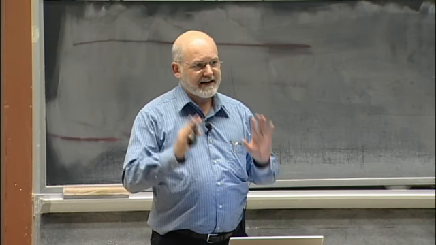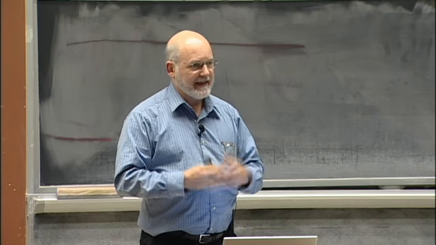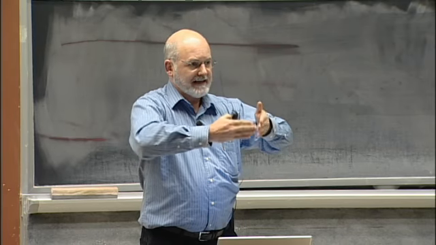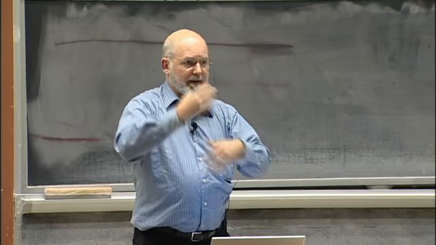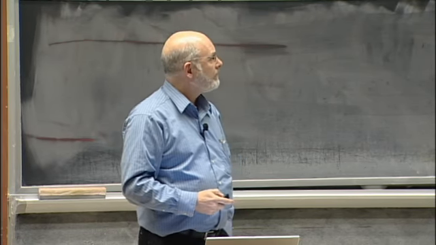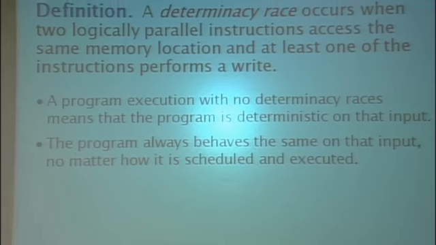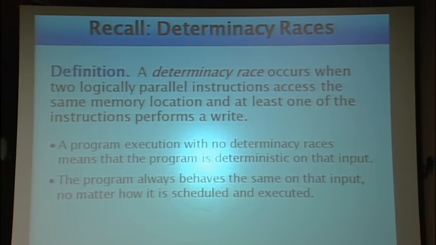That's actually a theorem, which we're not going to prove. But if you think about it, it's fairly straightforward. If you never have two guys in parallel that could possibly affect the same location, then the behavior is always going to be the same. Things are going to get written in the same order. So the program in that case always behaves the same on that given input, no matter how it's scheduled and executed. We'll always have essentially the same behavior, even though it may get scheduled one way or another.